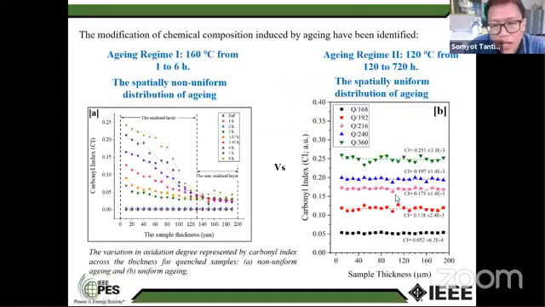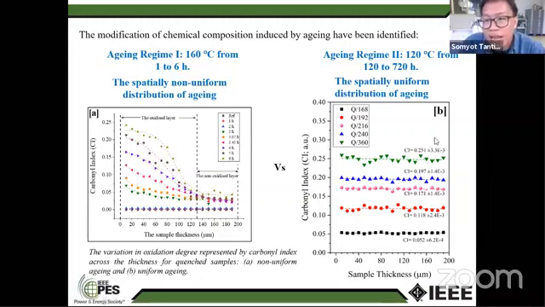And then this is how the aging degree, represented by the carbonyl index, changes for the non-uniform distribution. We could see in figure A, for the reference sample, the unaged sample, no change in the carbonyl index. It's about 0. You can see from reference, 1 hour and 2 hours, there is no change in the degree of aging. And then the aging starts from 3 hours, the green line here, and increases significantly to 6 hours.